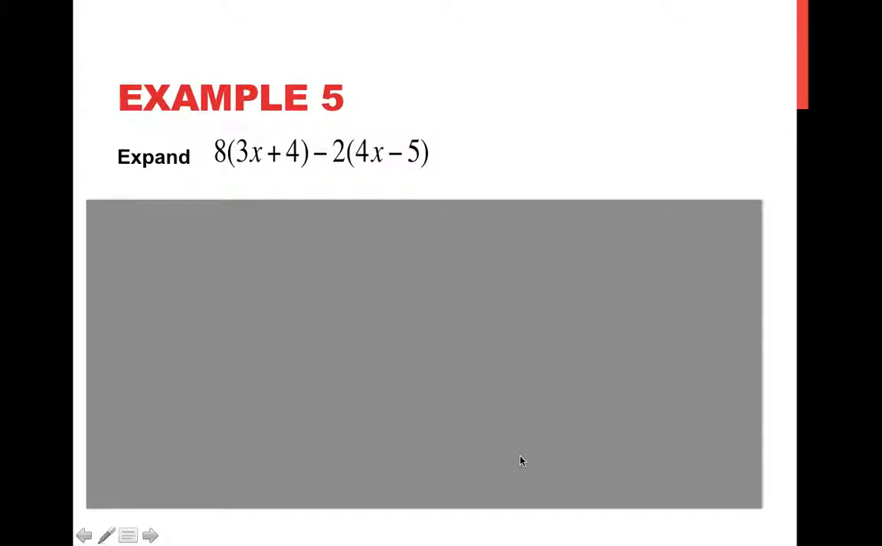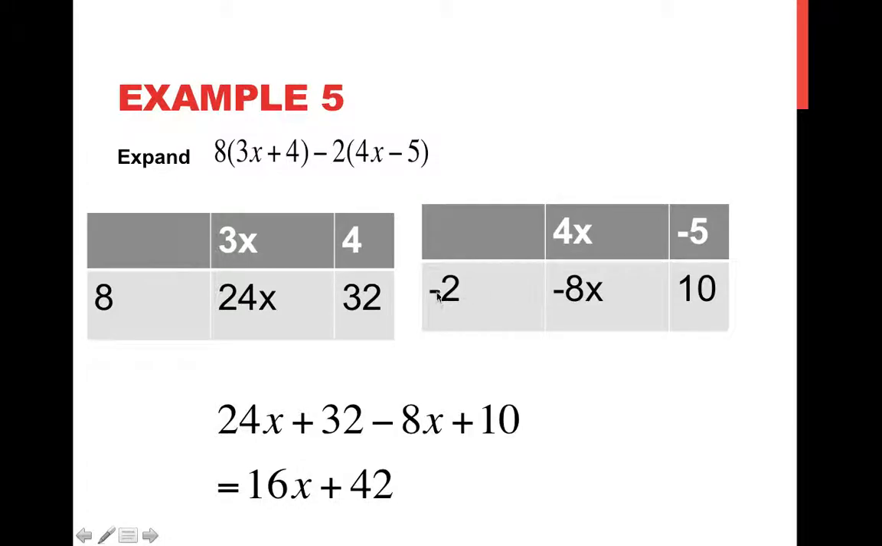Here, you're probably looking at this thinking, what the hell? But there's no need to worry, because again, we just have to expand these. Hopefully you're getting the jig of it now. So what I've done is 8 times 3x times 4, and done what we did in the grid, so 24x and 32. Now some people miss out the minus 2, but it's important you put the minus 2 in, because it's minus 2, or else you'll get something else.